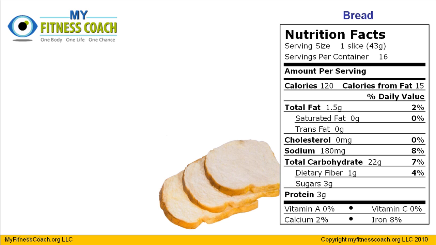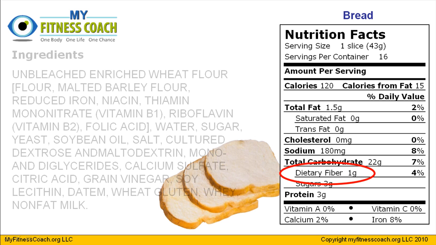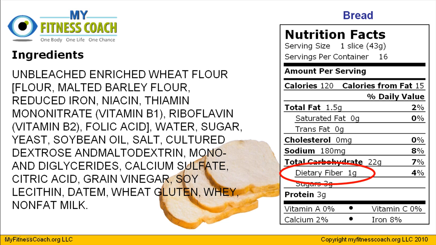Here's some white bread. One slice has 120 calories, and we're going to quickly peek down here at the dietary fiber, 1 gram. Again, we're looking for at least 3 or more. So when you take a look at the ingredients list, without even looking too deep, you're going to automatically assume that it's not a 100% whole grain, and there in the first ingredient, it is confirmed: it's enriched wheat flour. So not a whole grain, not a good choice.